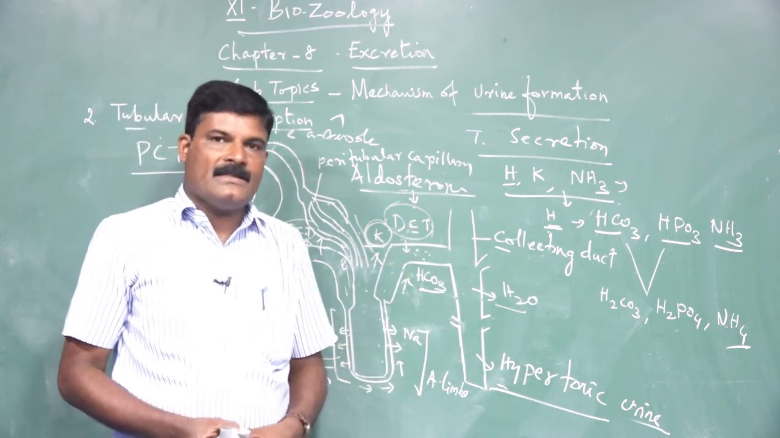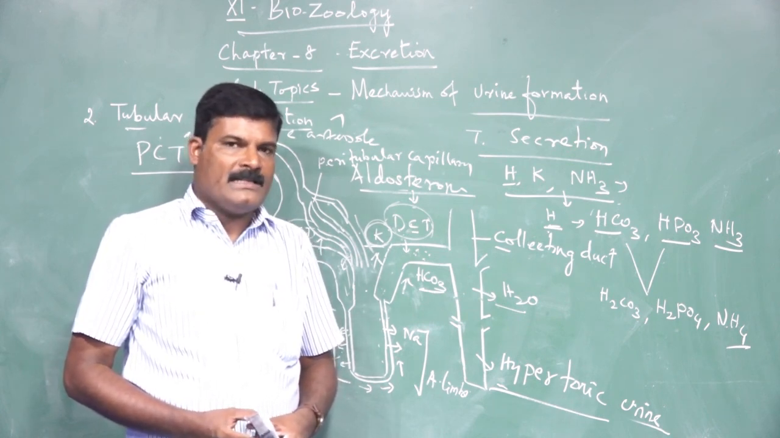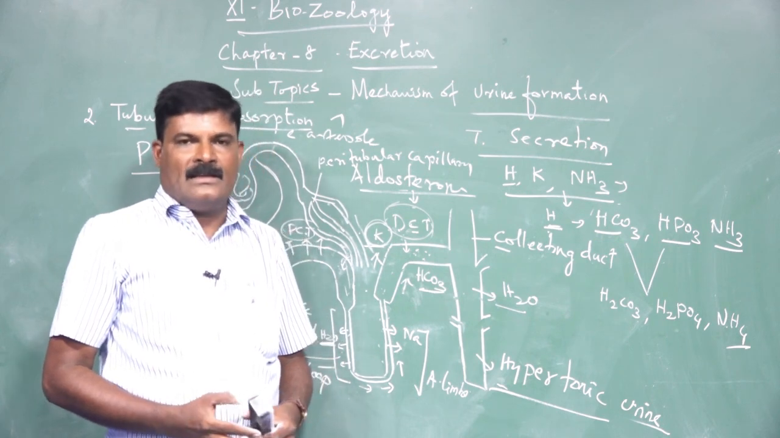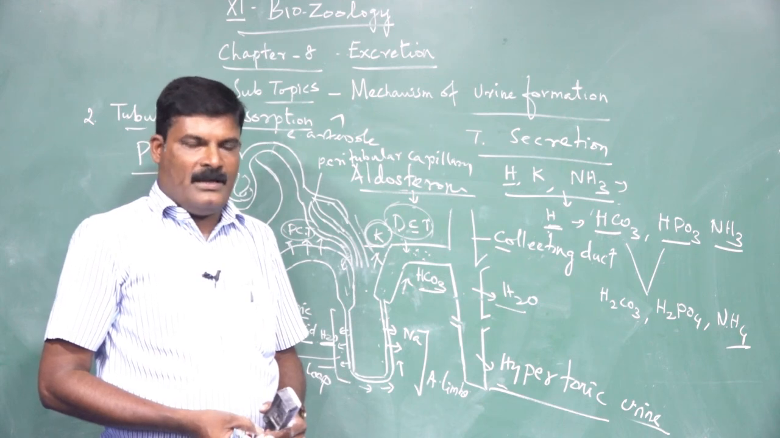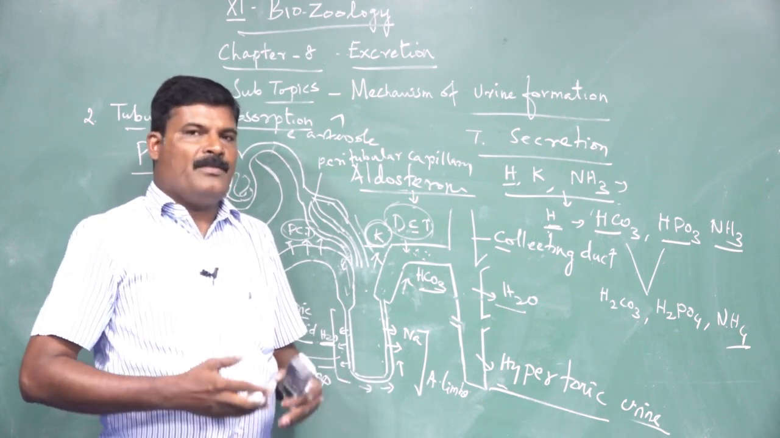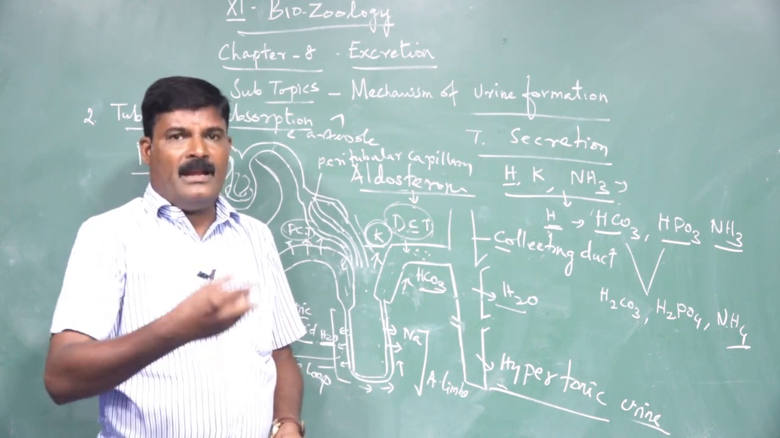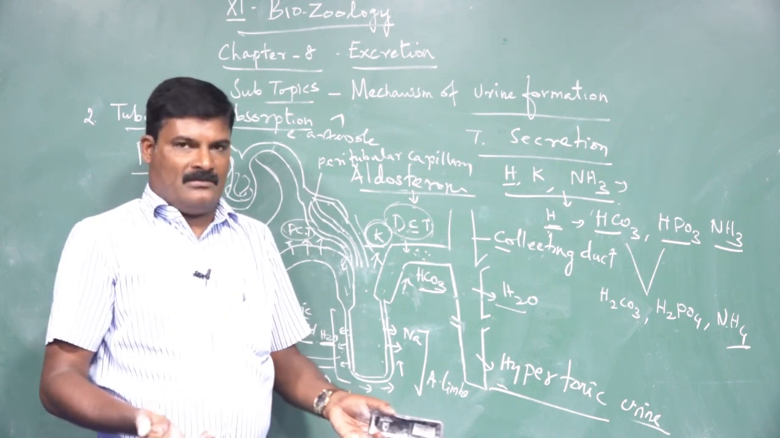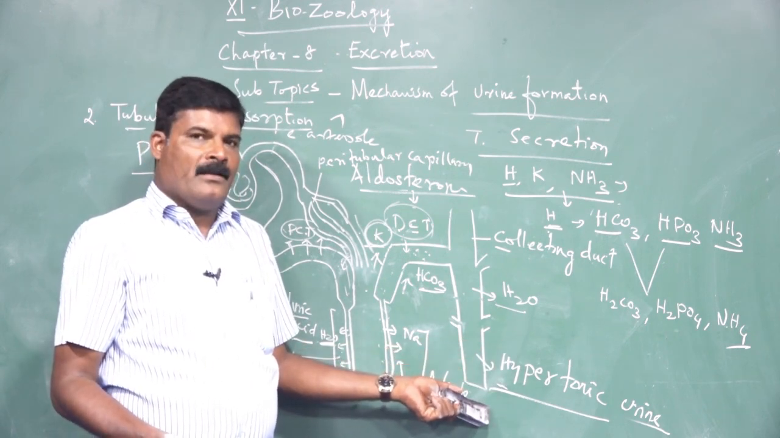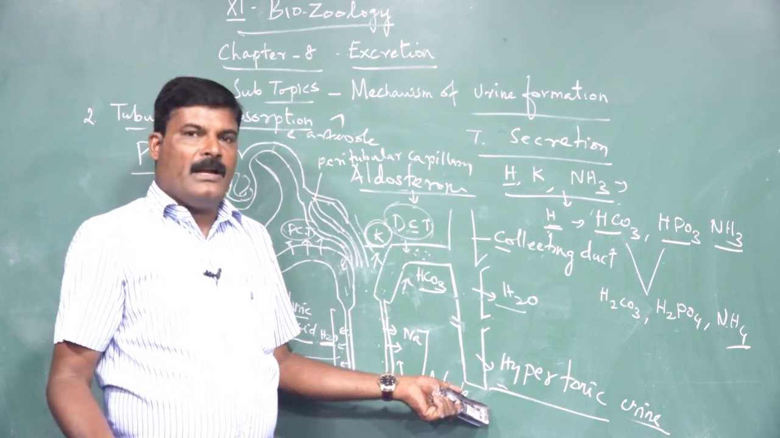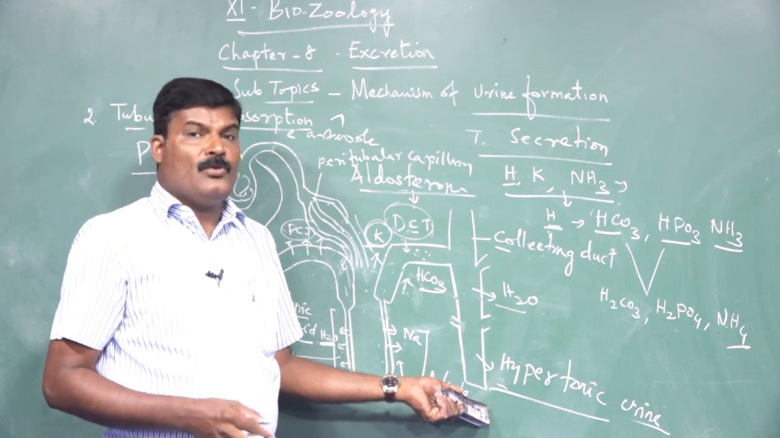Okay, the three processes are completed. That is the mechanism of urine formation. There are three processes: glomerular filtration, tubular reabsorption, and tubular secretion. Finally, after the useful substances are reabsorbed into the blood, the rest is eliminated as urine. The urine is collected from the collecting duct into the duct of Bellini, and into the ureters and eliminated. So this is the mechanism of urine formation.